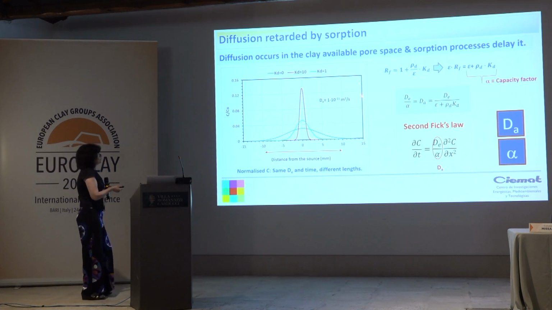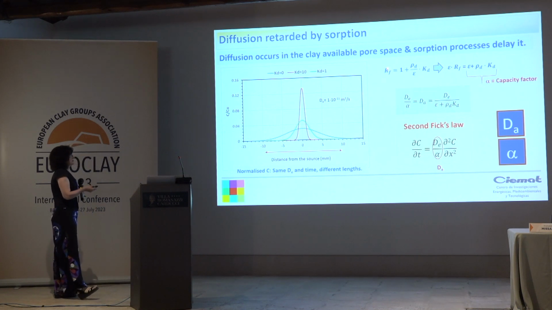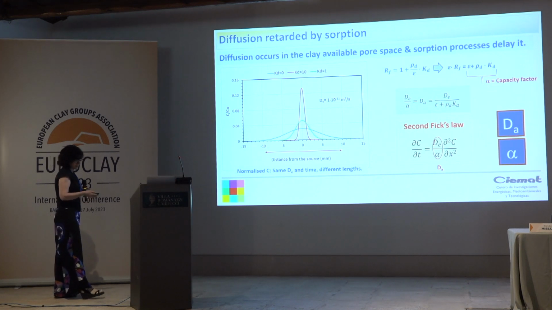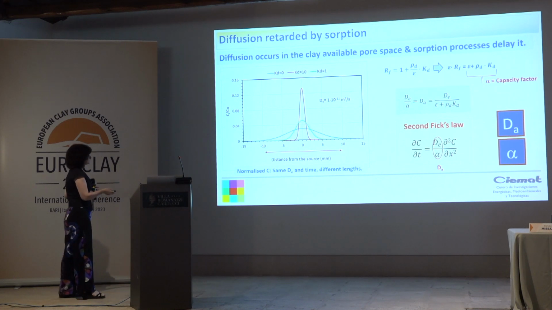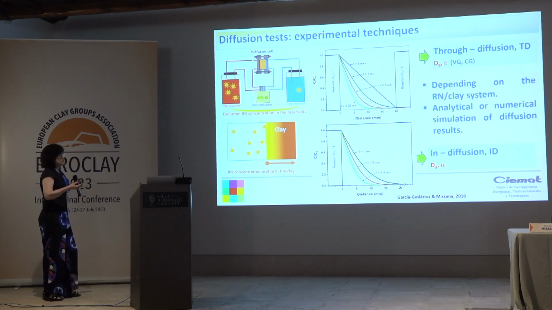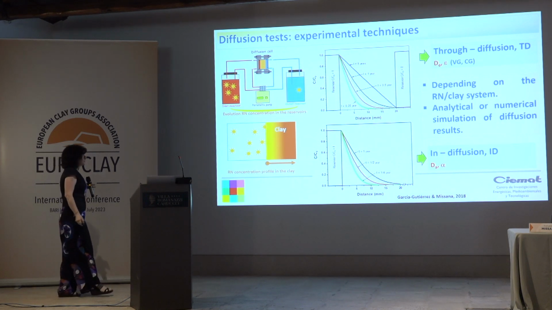So when we deal with a porous medium, we can define the retardation factor in respect to the Kd value, and we can define here a capacity factor, alpha, which is the sum of the porosity plus the dry density times the Kd. So we have another important parameter, which is the apparent diffusion coefficient, and alpha, the capacity factor, and then we can rewrite again the second Fick's law in terms of this new parameter, including sorption. So all these transport parameters must be determined experimentally.